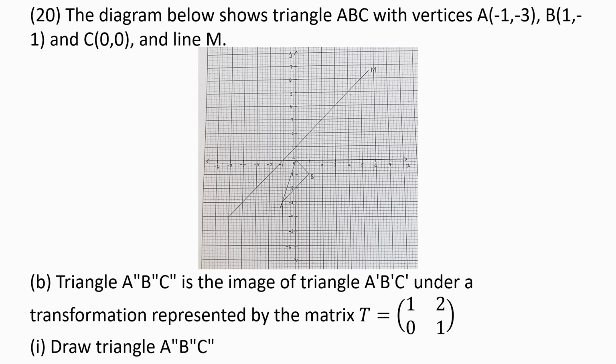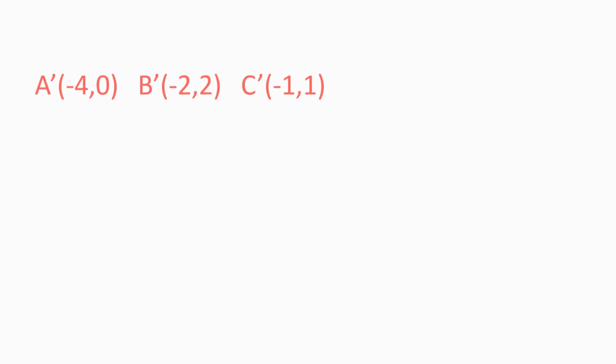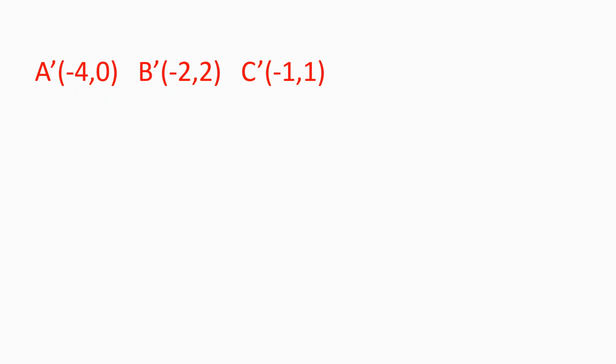Question 20 part B. Triangle A2 prime, B2 prime, C2 prime is the image of triangle A prime, B prime, C prime under a transformation represented by the matrix T, which is 1, 0, 2, 1. Part 1. Draw triangle A2 prime, B2 prime, C2 prime. So the first step before you draw, you need to remember the coordinates of A prime, B prime, C prime, which we have done in part A. And the coordinates are (-4, 0), (-2, 2), and (-1, 1).